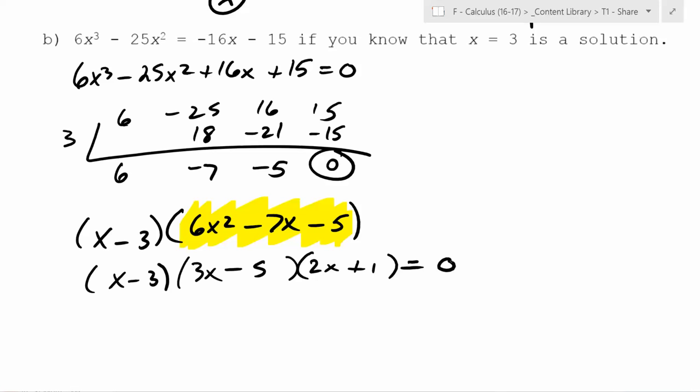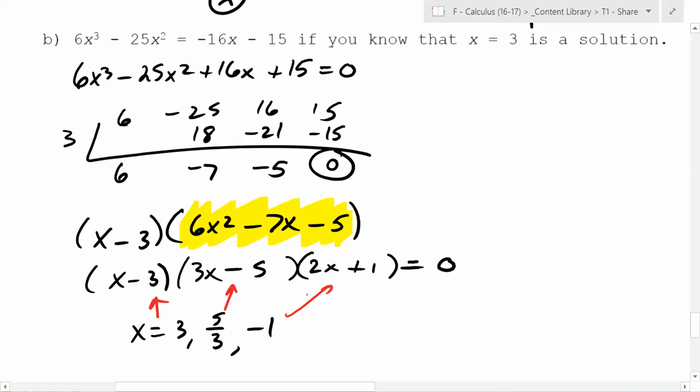Can someone tell me what they are? Natalie, what are they? 3, 5, and? Yes. The -1 comes from there. Thank you. -1/2. Thank you. There they are. Noah, how do you test if you're totally stuck and you're not sure if that factors nicely? What do you do if you're not sure if it factors nicely?